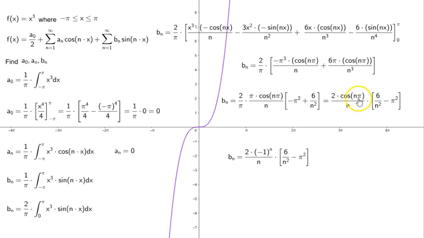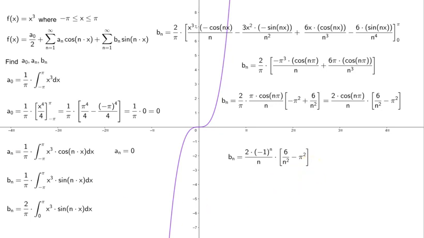Here, remember cos n pi, we left it as it is. Now let's simplify that. bn is equal to 2 times, when n is 1, that is cos pi, it is minus 1. When it is 2, it will become plus 1. 3, minus 1. So we convert this cos n pi to minus 1 to the power of n. So we end up with bn is equal to 2 times minus 1 to the power of n divided by n times 6 by n square minus pi square.